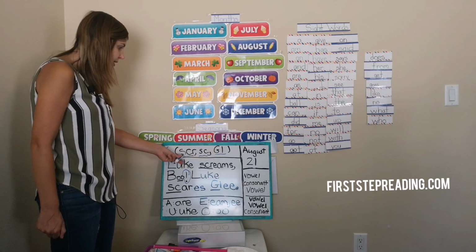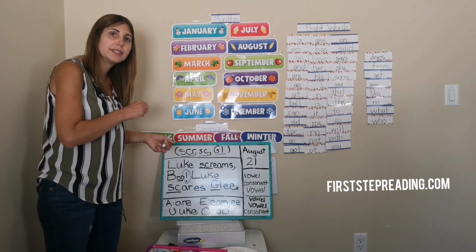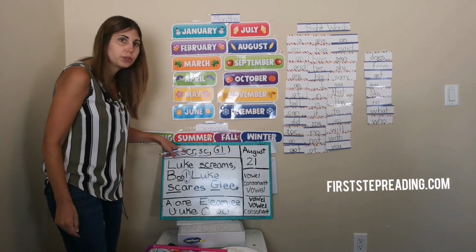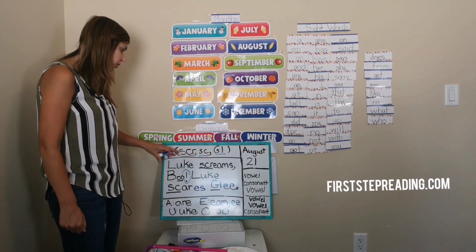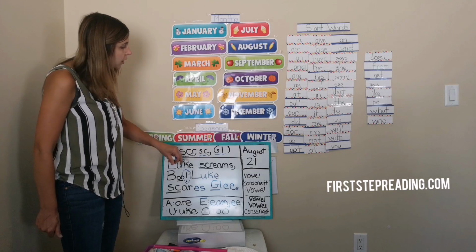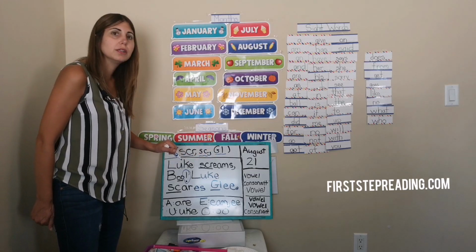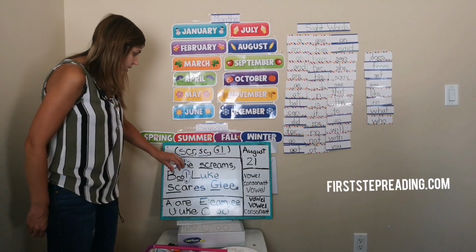We have S-C-R, which says skr. You have to say all those together really fast. Skr, skr, skr. Can you say that? Skr, skr, skr. And we have S-C, sk, sk, sk. And we have G-L, gl. So we're going to work on those.